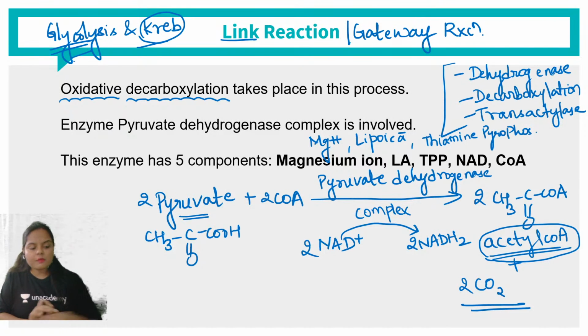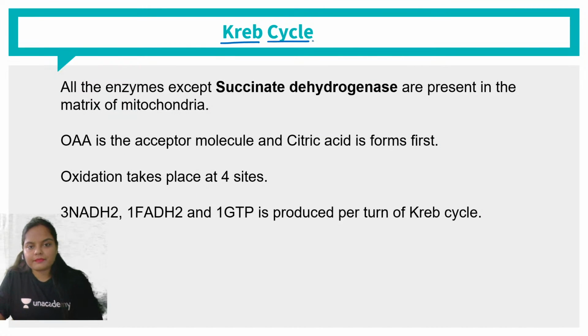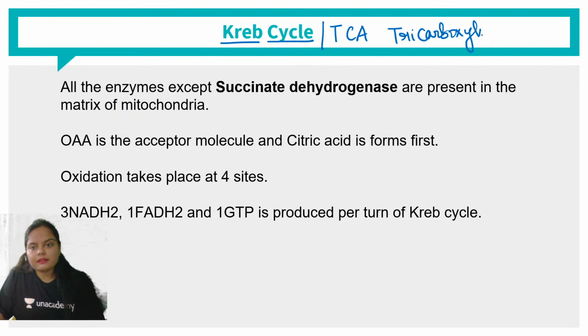Okay, guys, now moving ahead, and let us have a clear understanding of the processes which are taking place in the next step, which is the Krebs cycle. This Krebs cycle is named Krebs because it was discovered by H.A. Krebs. It is also known as the TCA cycle. What is this TCA cycle? Basically, it is the tricarboxylic acid cycle. So what is actually happening and where is this process taking place?